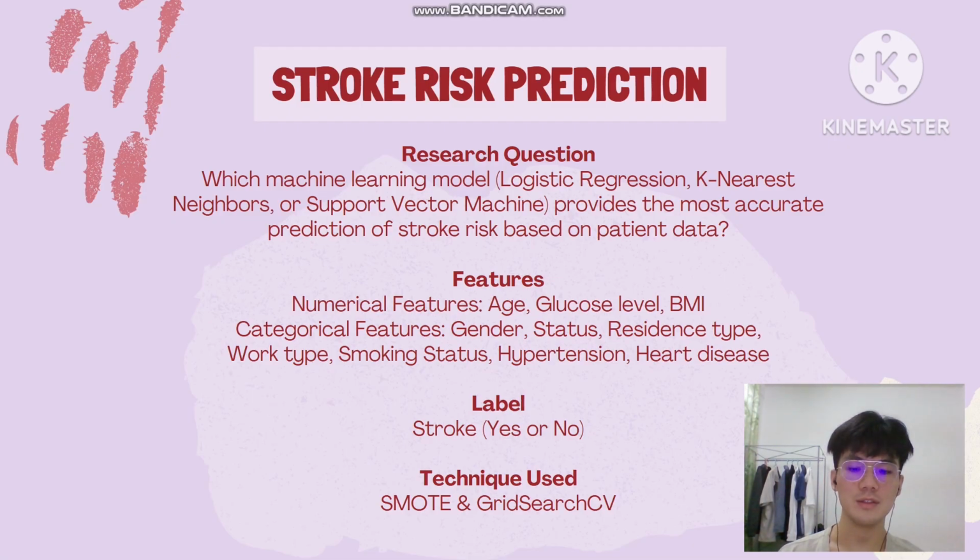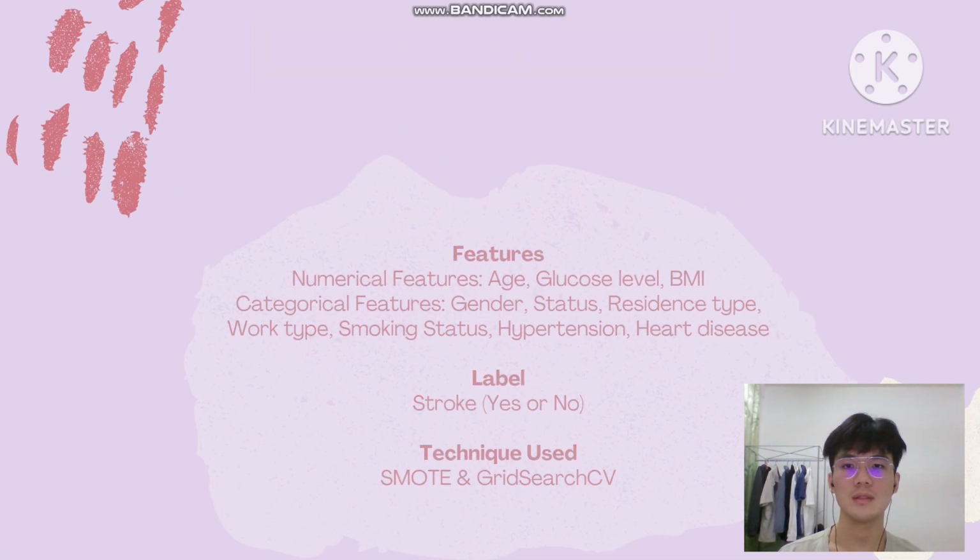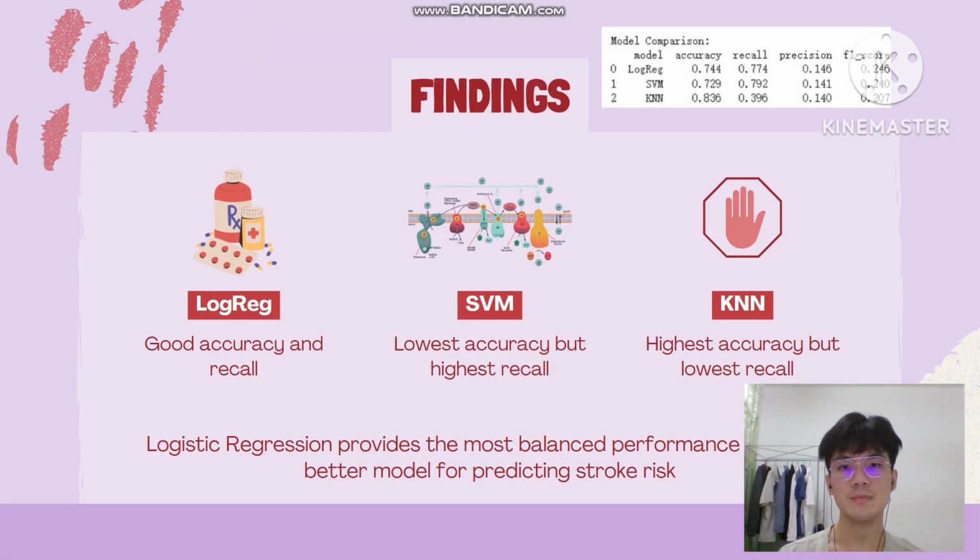For the technical approach, we use SMOTE to adjust the balance of the classes, and we also use GridSearchCV to find the best combination of hyperparameters. For our findings, you can refer to the diagram above, which shows the model results of the prediction. We compare three different models.